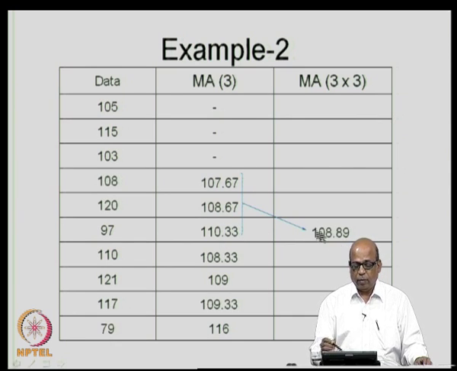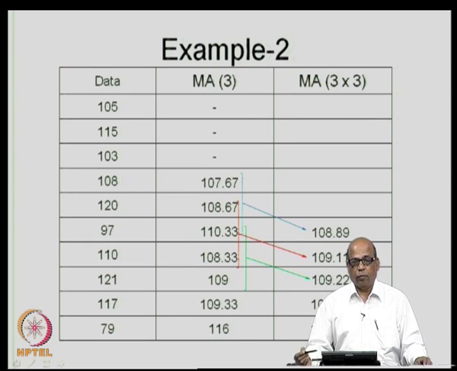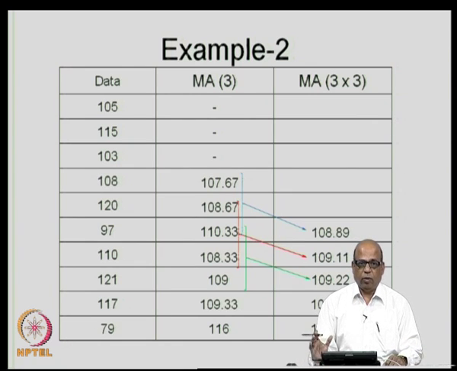Why do I write the forecast here? Because these 3 moving averages have used values up to this point, up to 120, and this will be the forecast for what has been recorded as 97. So, we would have forecasted 108.89 using these 3 moving averages. Like this, next time we use these 3 moving averages to compute the forecast for this and so on. So, we calculate like this and get the forecast. This is the moving average of 3 by 3, the second order moving average. So, these are some of the methods based on averages.